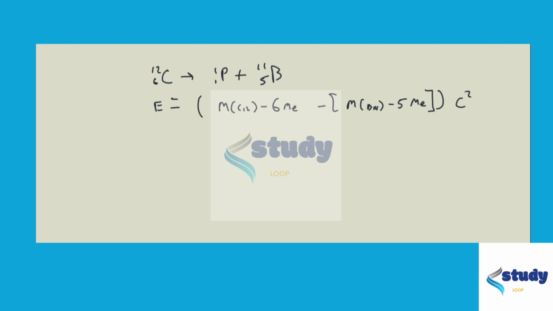And the energy, of course, is proportional to the difference in mass by c squared. If we calculate this value, we find that it is equal to 15.92 mega electron volts.